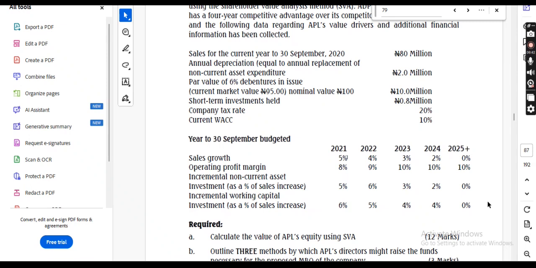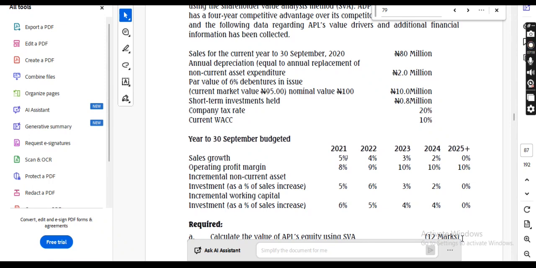The question says, calculate the value of APL equity using SVA. Distinguished professional colleagues, this is pure free cash flow. Then, don't forget, under the merger and acquisition, you were given that calculate the free cash flow to the firm. Then the question is, calculate the equity per share. And the free cash flow is free cash flow to the firm.